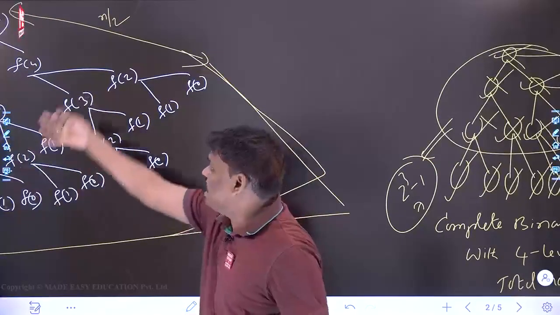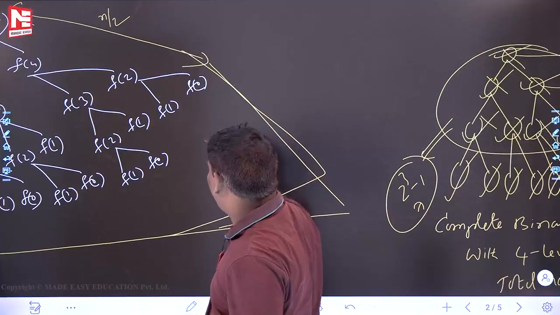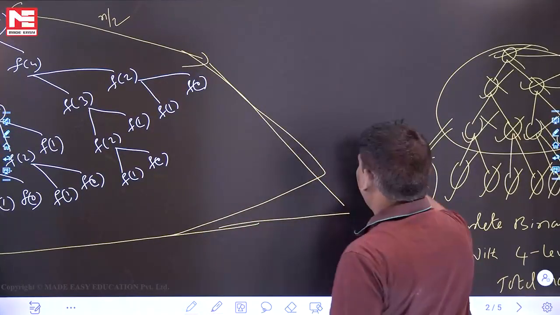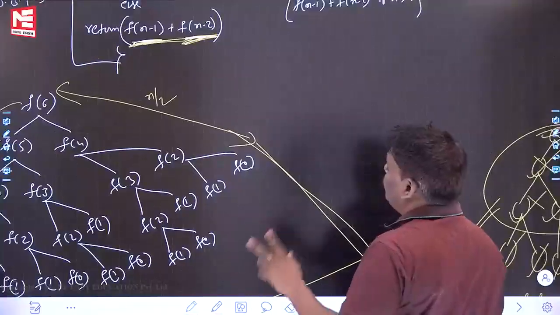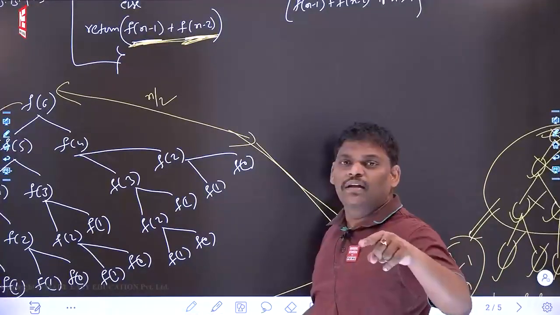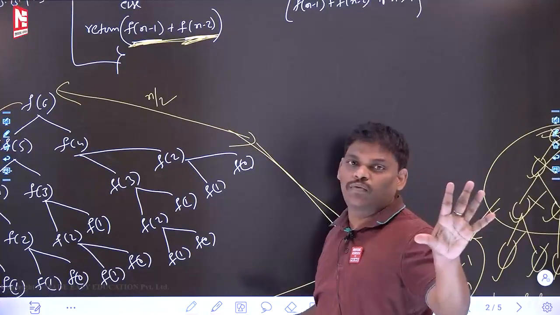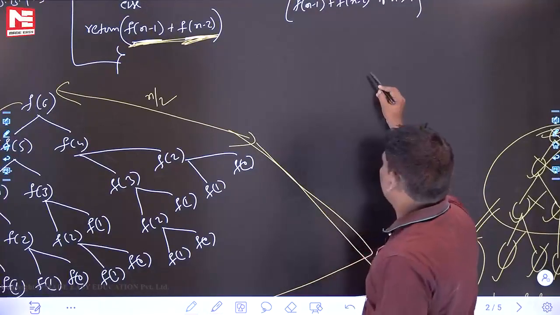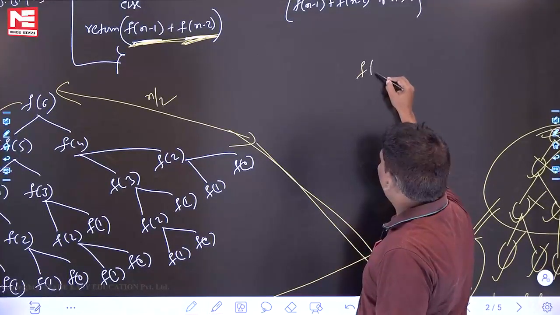Left is n levels, I am okay, but right is going to be n by 2. See, few gaps are there. Please be careful. And one more: Fibonacci of n will generate a binary tree, but not a complete binary tree. Please be careful. If you are okay, now say this one.